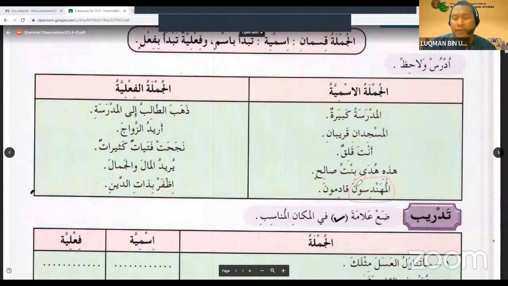Sound masculine plurals are plurals that maintain the original singular form, and you just add waw and nun at the end, or ya and nun at the end. Al-muhandisuna, al-muhandisina, al-mu'minuna, al-mu'minina. So it depends on their function in the sentence. So qadimuna, this one too is a sound masculine plural.